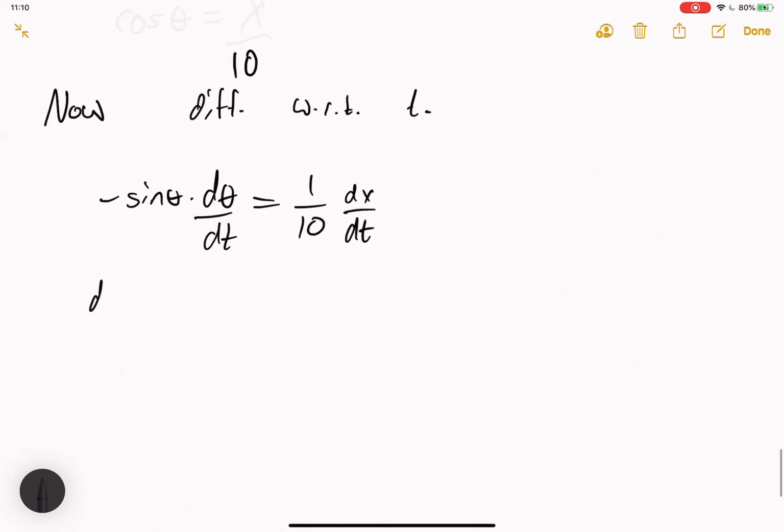So what we get is d theta dt is equal to negative 1 divided by sine of theta times 10, times dx dt. Now the thing is we don't know what theta is, but we can solve for what sine is.